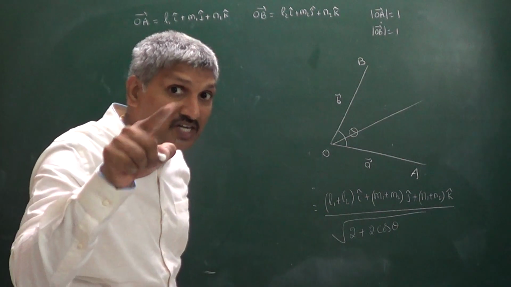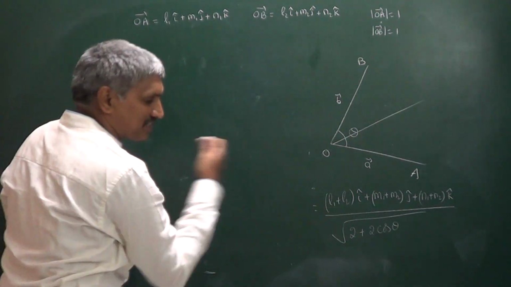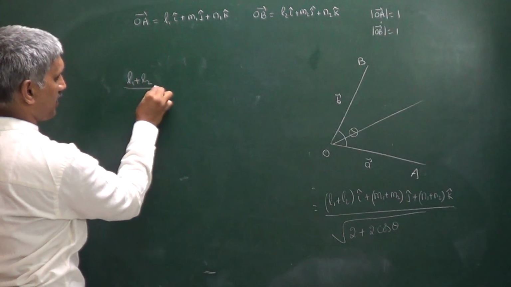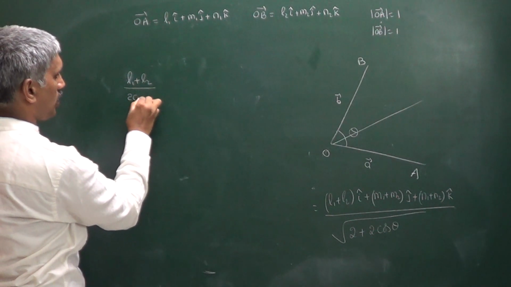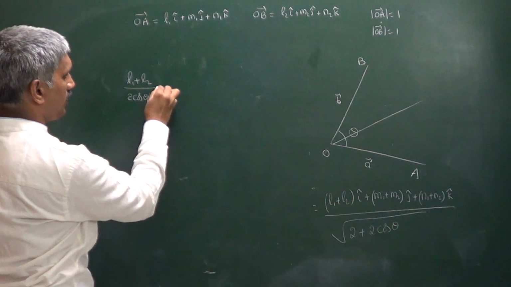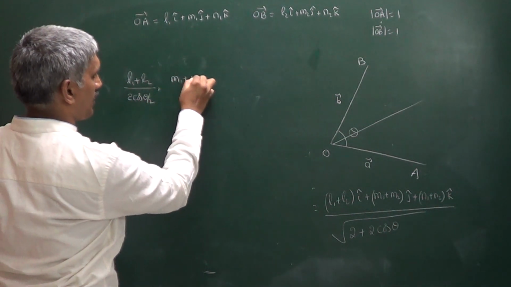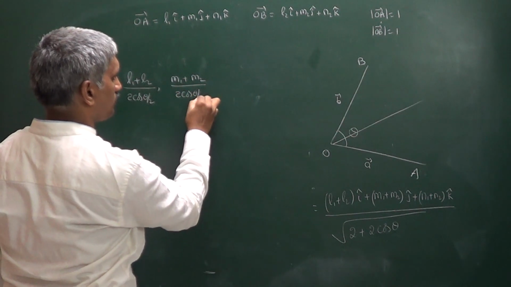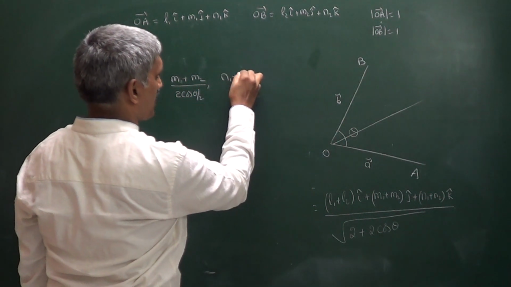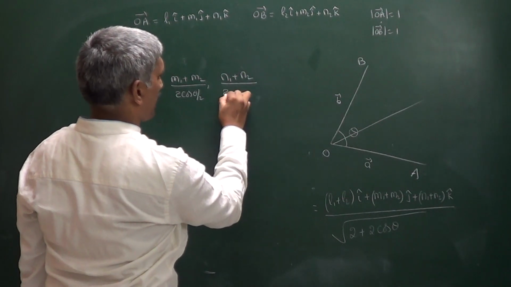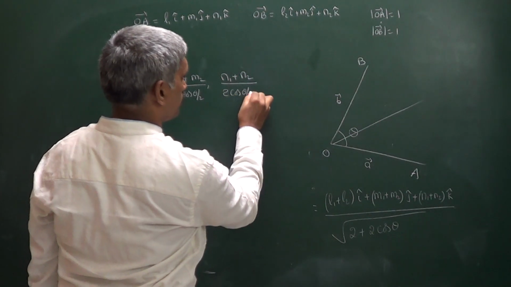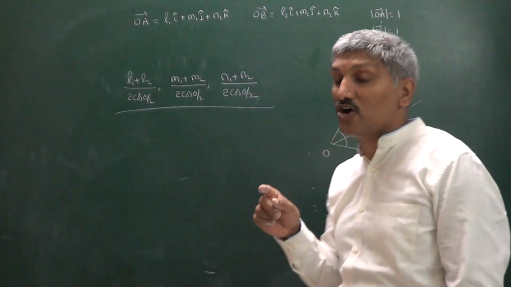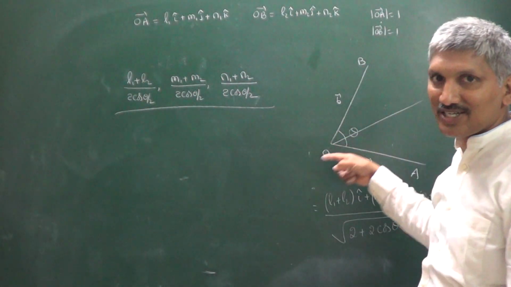That's why the direction cosines I am writing, because it is a unit vector, are (L1 plus L2) divided by 2 cos theta by 2, next (M1 plus M2) divided by 2 cos theta by 2, comma (N1 plus N2) divided by 2 cos theta by 2. These are the direction cosines of a vector along the internal angle bisector.